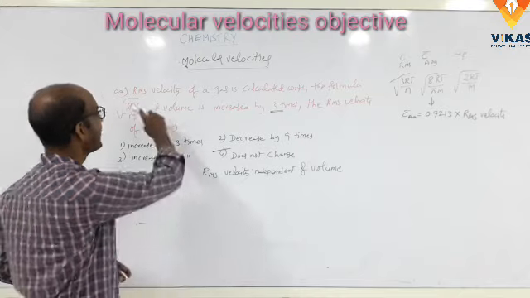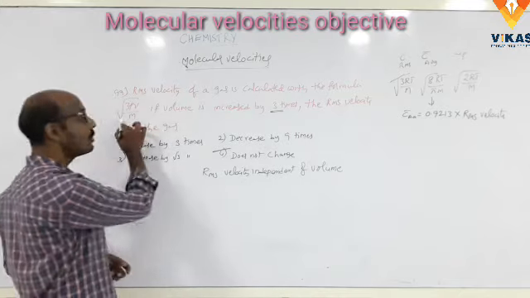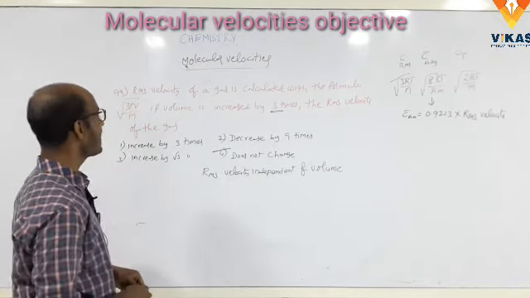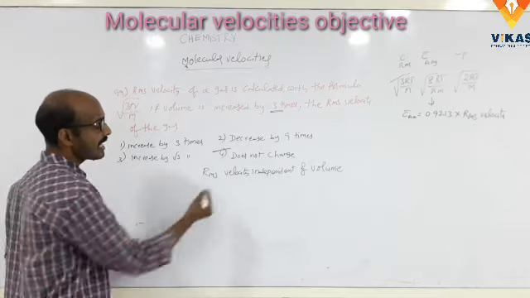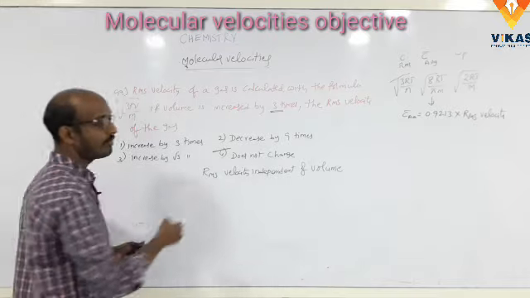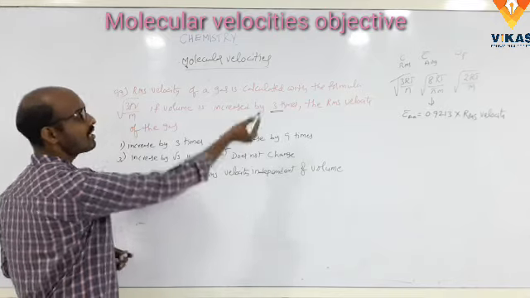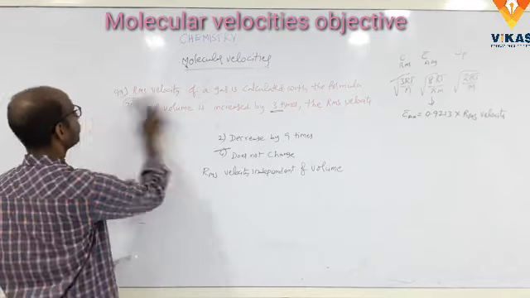Clear? So once again I will repeat it. RMS velocity of a gas is calculated with the formula of under square root of 3PV by m. If volume is increased by 3 times, the RMS velocity of the gas does not change. Why does it not change? Here the RMS velocity is independent of the volume. So it does not depend on the volume, so the RMS velocity does not change. Clear? And next one and last one.